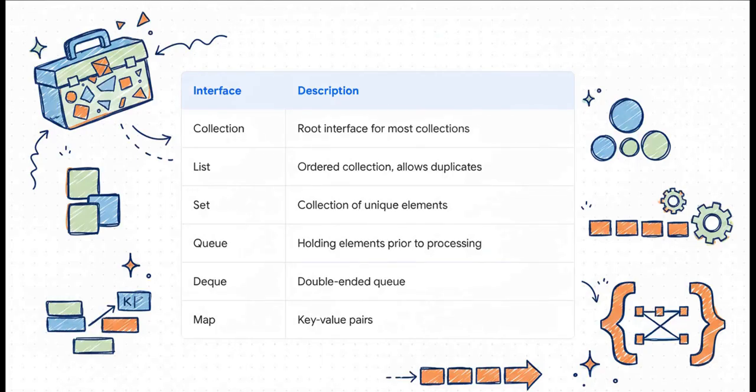First, you have the list. Think of this as your to-do list. Everything is in a specific intentional order. Then there's the set. This is like a collection of unique stamps. No duplicates allowed, period. And finally, the map. This is your address book, right? You have a unique name, the key, that links directly to a phone number, the value. These are the main ideas you'll be working with.